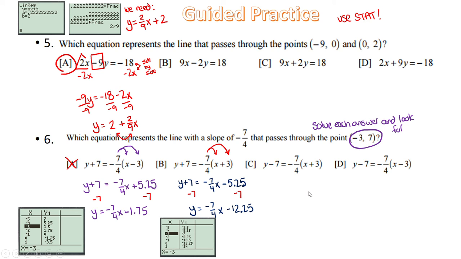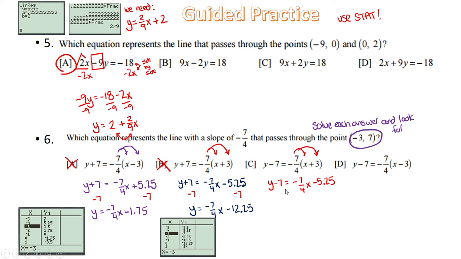So again, I go to C. This is what you're going to have to do sometimes. You have to work through all of your answer choices. Do negative 7 over 4 times x, and then negative 7 over 4 times plus 3. Now that is the same thing as right here, so that means I should have the same thing. So negative 7 over 4x minus 5.25.